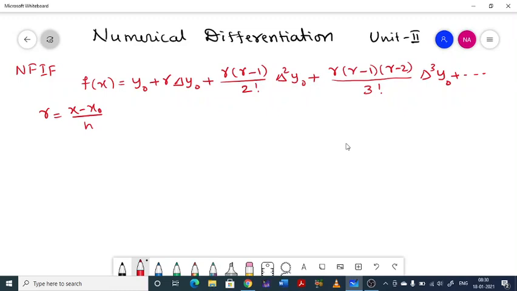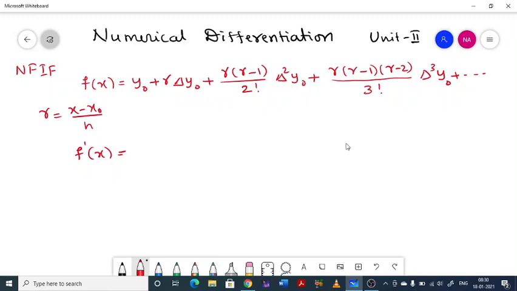So we shall differentiate both sides with respect to x. We get f dash of x equal to y naught being a constant term, that will be 0. So here delta y naught is a constant term. Delta y naught represents a value. If it were y we could write its derivative, but here we have delta y naught, so it will be a constant term. Delta y naught will be constant. Derivative of r with respect to x.